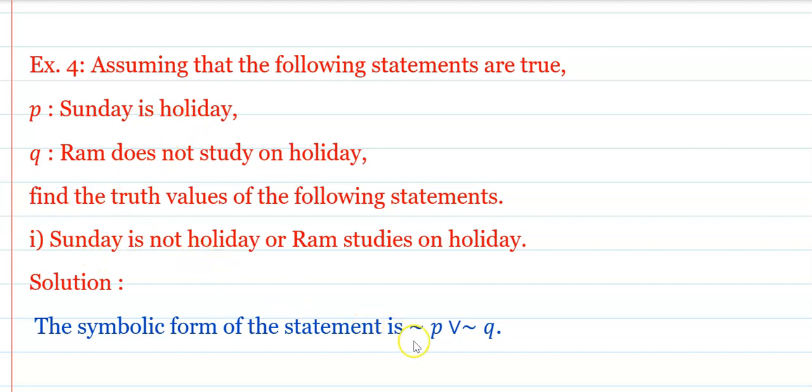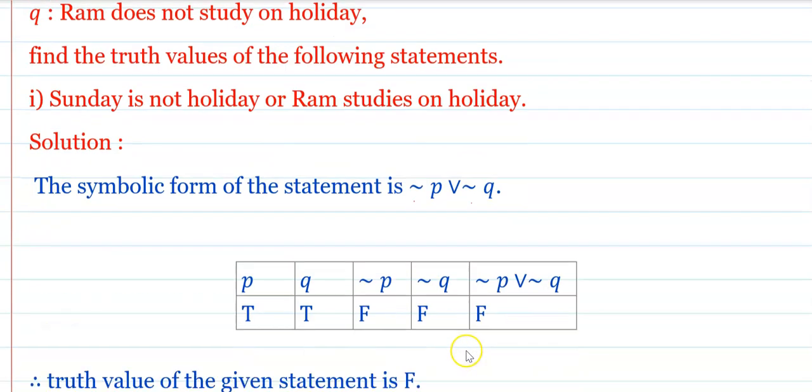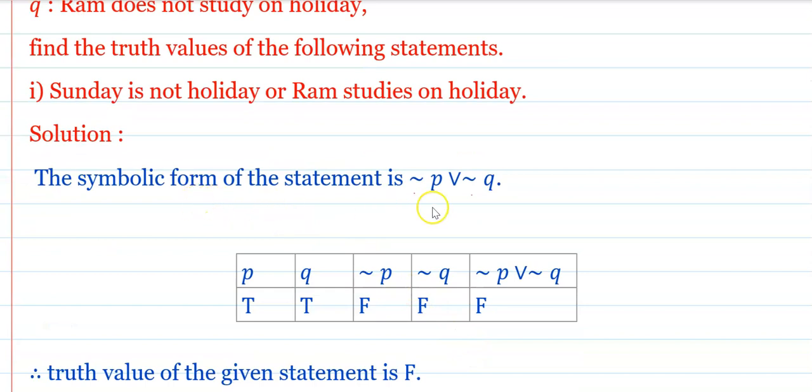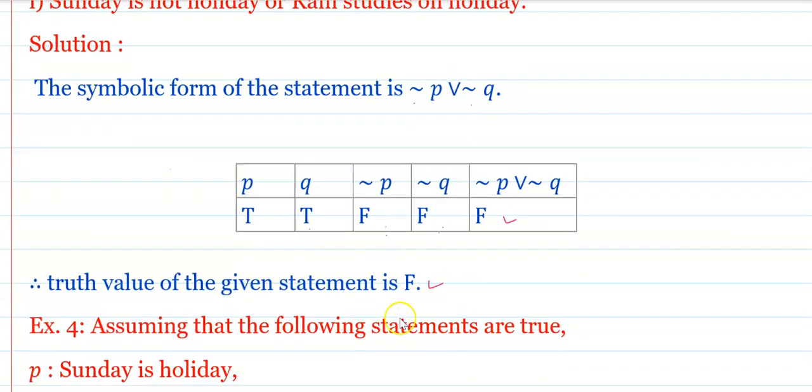Sunday is not holiday means what? Negation of P. Or Ram studies on holiday. Ram does not study on holiday, therefore it is a negation of Q. Now the symbolic form is negation of P or negation of Q. P is T, Q is T. Negation of P is F. Negation of Q is again F. And F or F, we get F. Hence the truth value of this given statement is false.